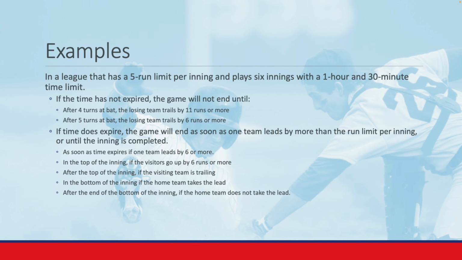The game also ends in the top of an inning if the visiting team goes up by 6 runs or more. Again, this is because the home team, having their full at bat, could not come back to tie the game. Then, after the top of the inning, if the visiting team is trailing, the game is over. Also, if in the bottom of the inning the home team takes the lead, since time has expired, the game is over. And finally, if after the end of the bottom of the inning, the home team does not take the lead, the game is over.